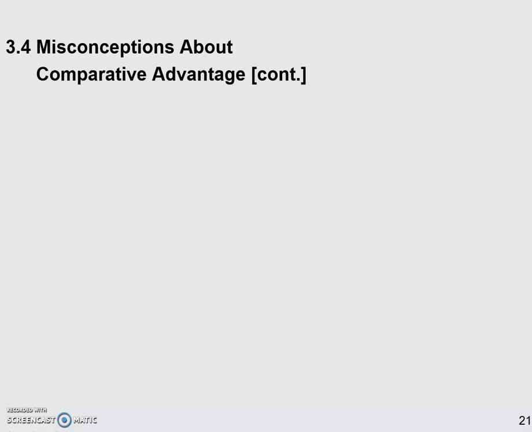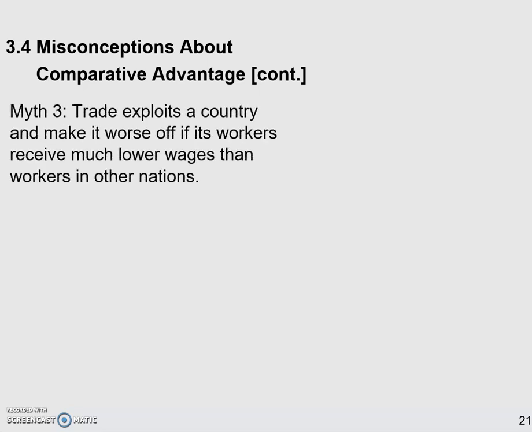Let's continue to discuss myth number 3 here about comparative advantage. The third myth is actually built upon the second one, which is also about Norway. It says that trade exploits a country, especially a developing one, and makes it worse off if its workers receive much lower wages than the workers in other nations.